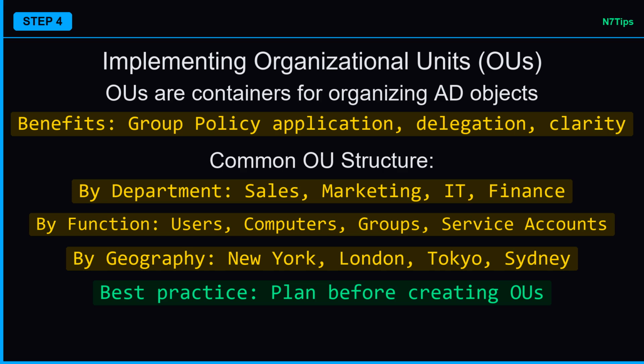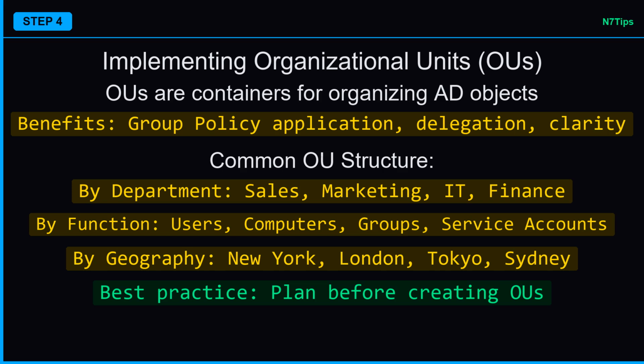Organizational units, or OUs, are the containers within Active Directory that hold users, computers, groups, and other objects. Think of them like folders in a filing system. The real power of OUs comes in 2 areas. They allow you to apply group policy at different levels of your domain, and they allow you to delegate administrative responsibilities to different people.